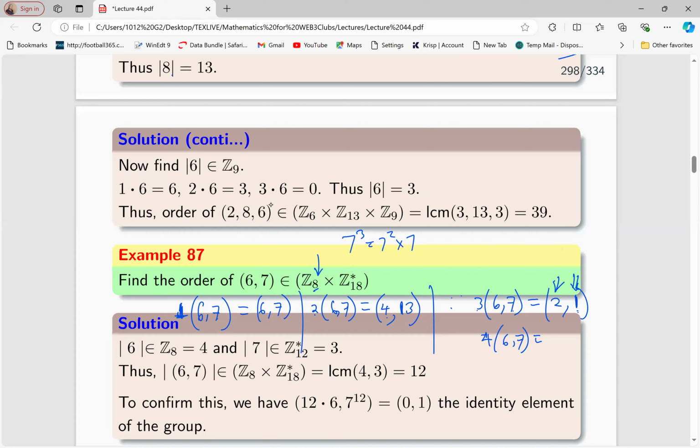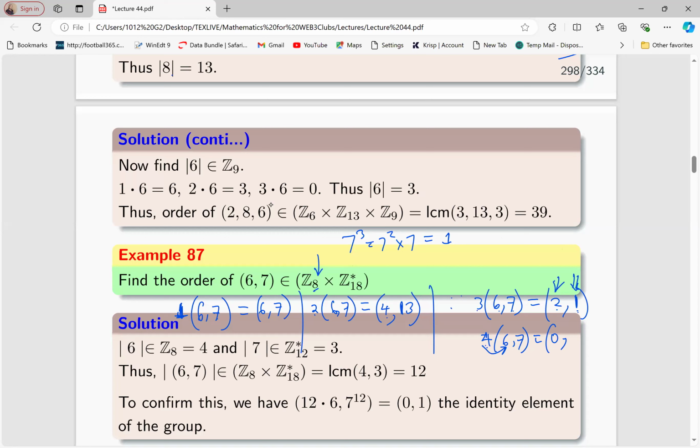But now, what is this 6 4 times? 6 3 times was 2. When you add another 6, that will be 0. Or you just multiply this, that will be 24 divided by 8. The remainder is 0. And then what about 7 4 times? 7 3 times was giving us 1.